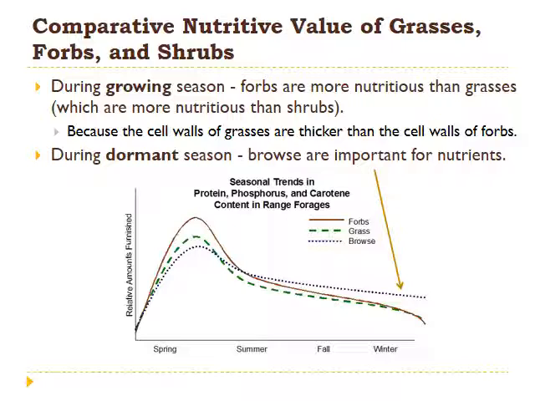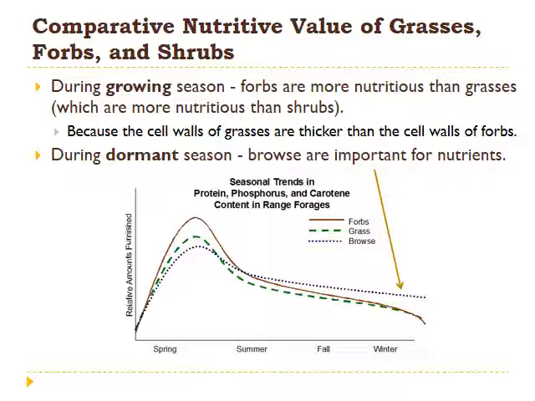In the dormant season, browse, however, are more nutritious, and they're an important source of nutrients, more nutritious than grasses and forbs. Think about that. Why is that? Why are browse such an important source of nutrients, especially protein, in the winter? Well, it's largely because of what has happened to the grasses and forbs in the winter. They're herbaceous plants. They've died back to the ground. They do not have plants that are metabolizing. Shrubs and browse are active. They're alive. They're above the ground and they're alive.